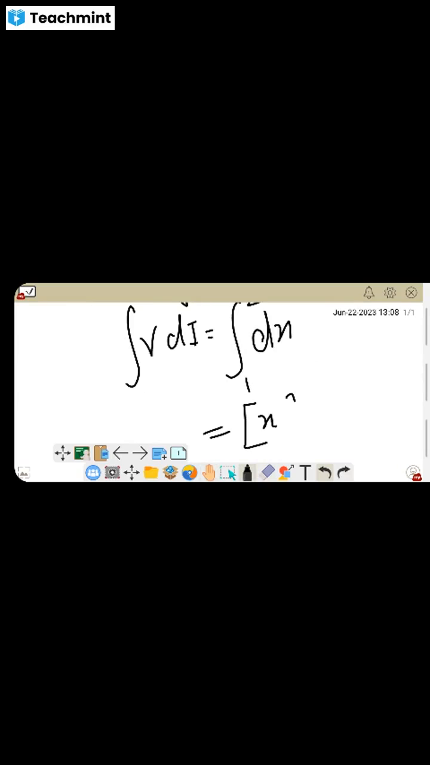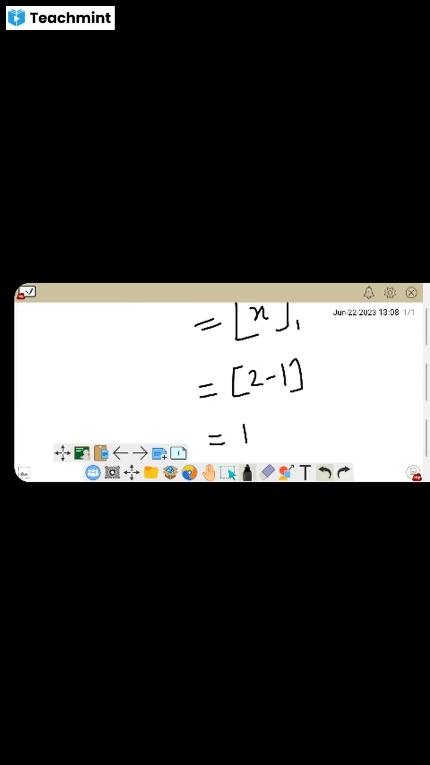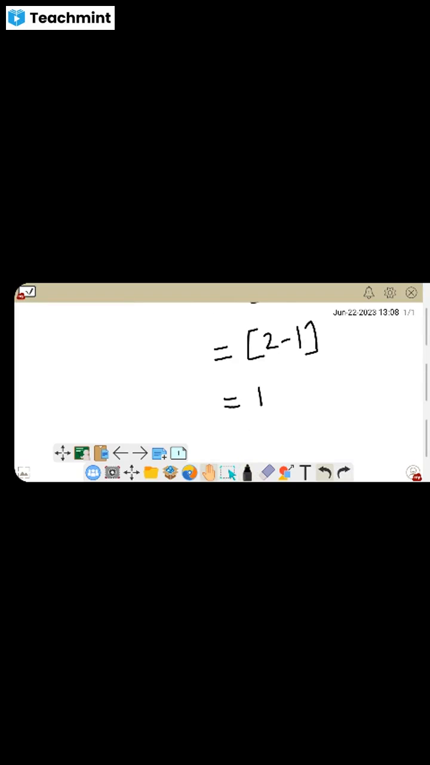We have x, and the upper limit and lower limit, and we just apply the limit. You know this, obviously. So we have 1 along the x-axis.